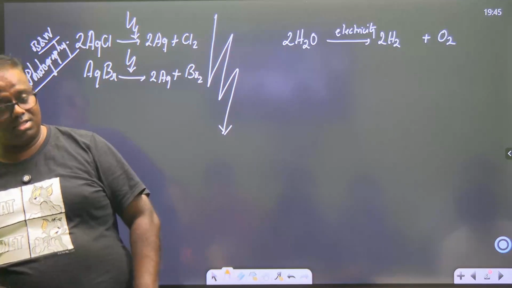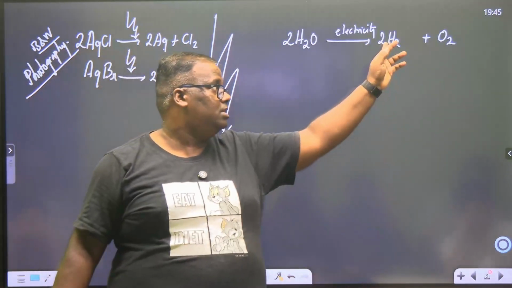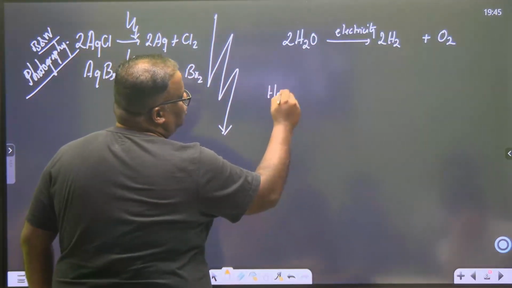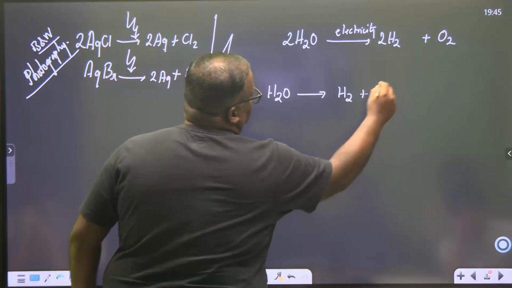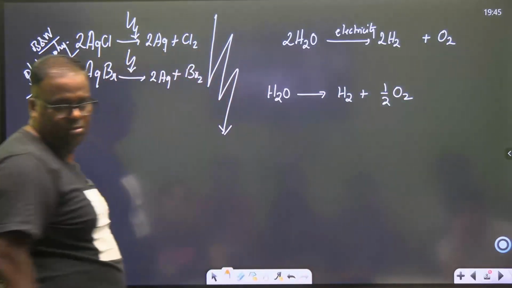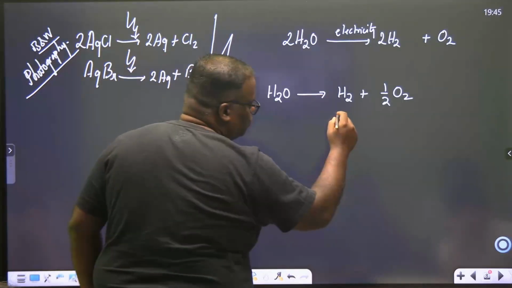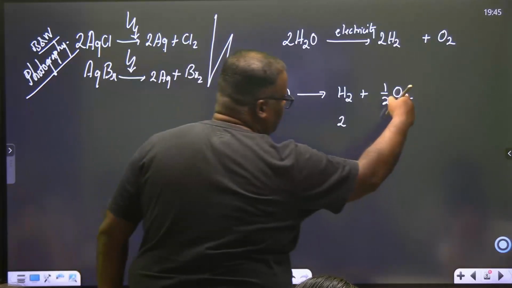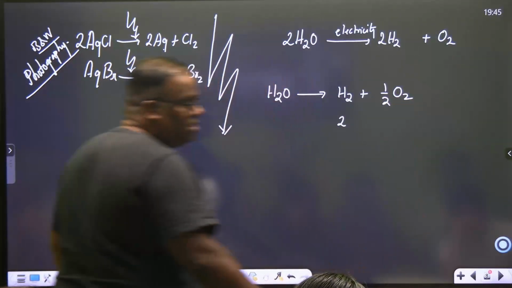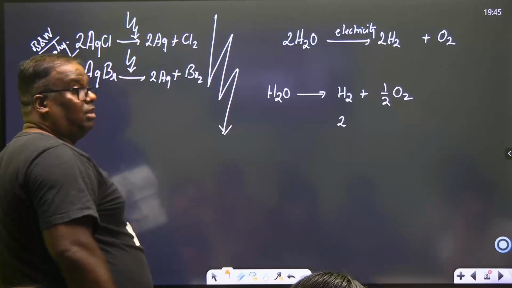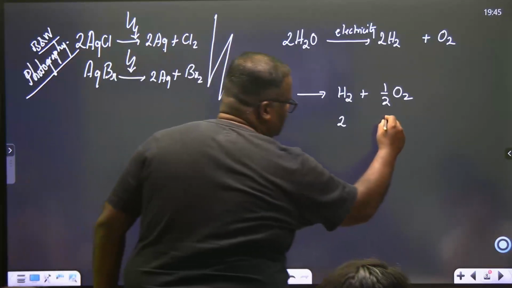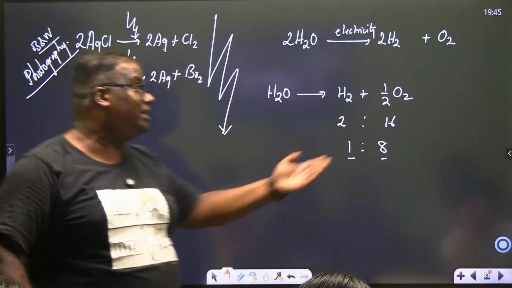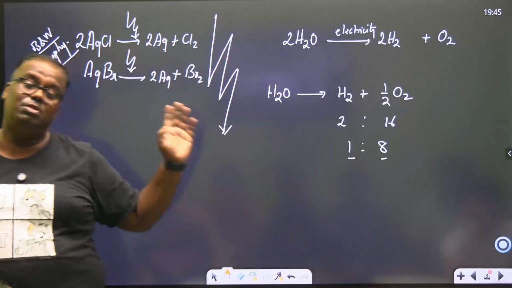But if you go by mass, suppose you take it in this manner: H2O gives me H2 plus half O2. Do you agree? H2 means each hydrogen is 1, so this is 2 times. And oxygen: each oxygen is 16, and half of 32 is 16. Again, if you take this ratio, it will be 1:8. Oxygen will be 8 times as heavy. Remember this always.